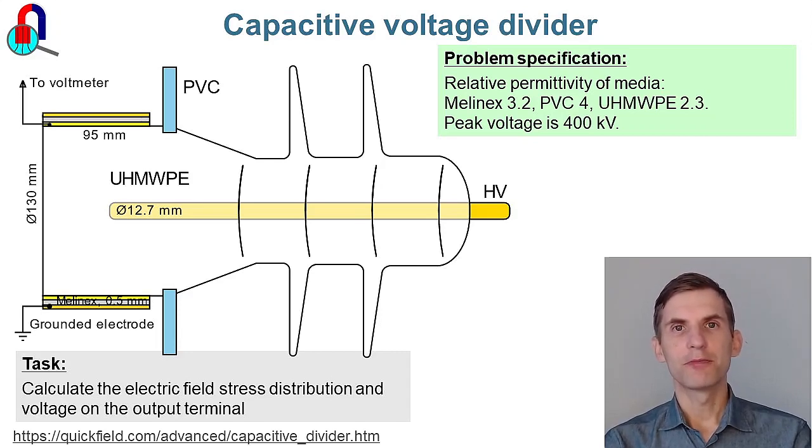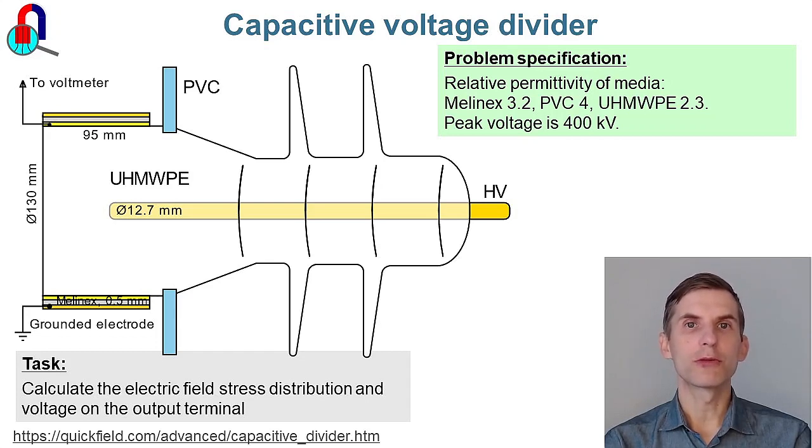Capacitive voltage divider. Capacitive voltage divider is used to reduce the voltage level to a measurable value. It consists of a high voltage electrode, a grounded electrode, and the output terminal that is connected to the voltmeter.